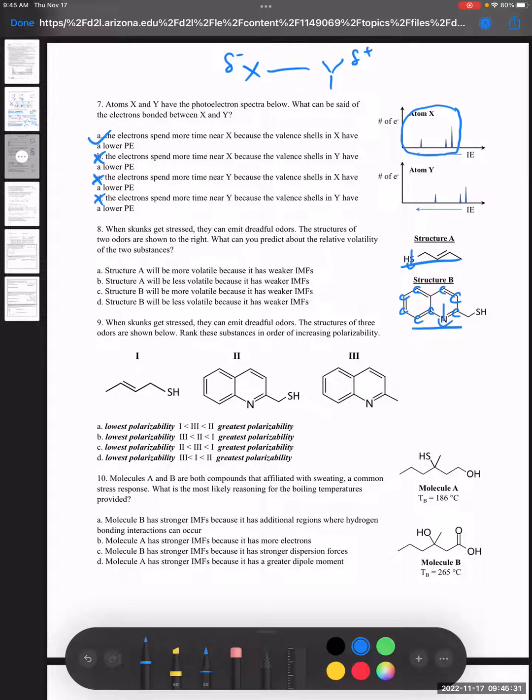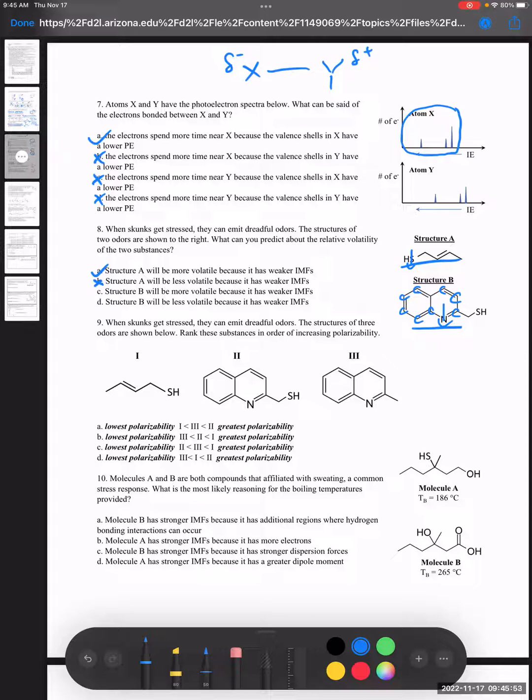So structure B should be less volatile, because it has stronger overall intermolecular forces. Let's read the options. Structure A will be more volatile. That is true, because it has weaker intermolecular forces. Structure A will be less volatile. No, it's going to be more volatile because it has weaker intermolecular forces.